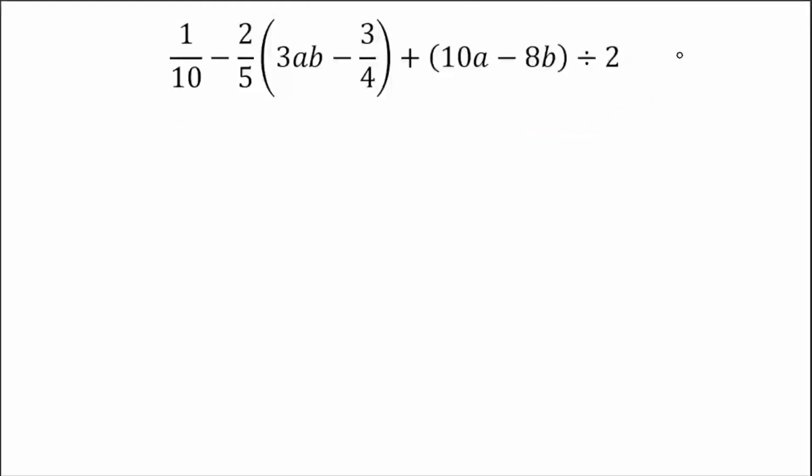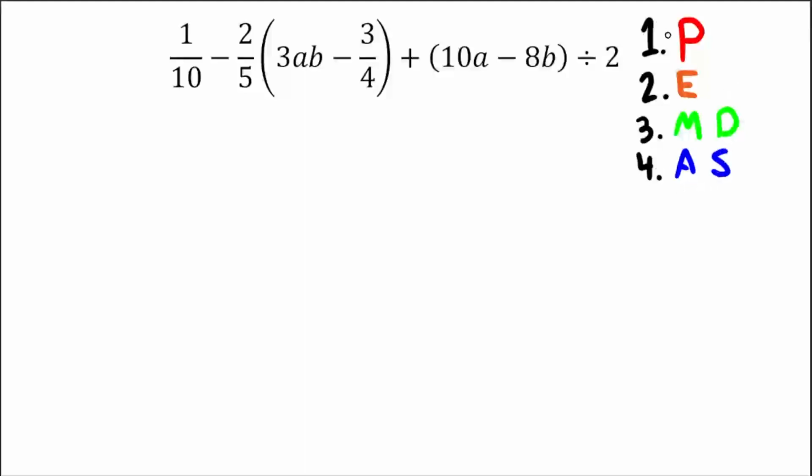So I'm assuming you guys know what PEMDAS is. We have P for parentheses, E for exponents, M and D for multiplication and division, and finally A and S for addition and subtraction. How it works is that parentheses is the first step, exponents are the second step, both multiplication and division are the third step, and the final step is both addition and subtraction, right? So it works like this.